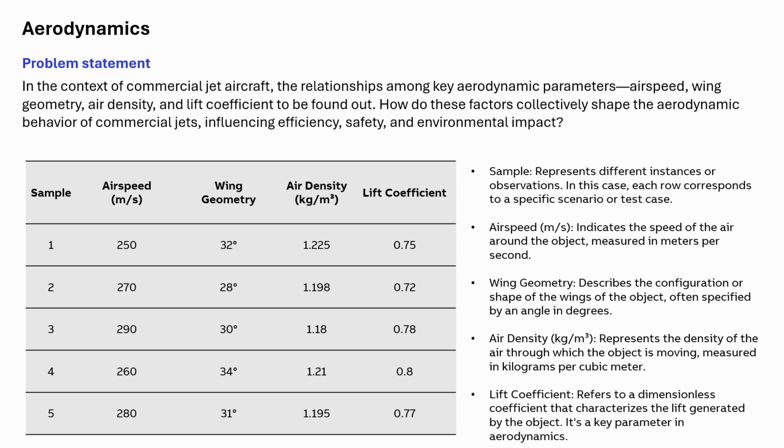In the context of commercial jet aircraft, the relationships among key aerodynamic parameters, airspeed, wing geometry, air density, and lift coefficient are to be found out. How do these factors collectively shape the aerodynamic behavior of commercial jets, influencing efficiency, safety, and environmental impact?